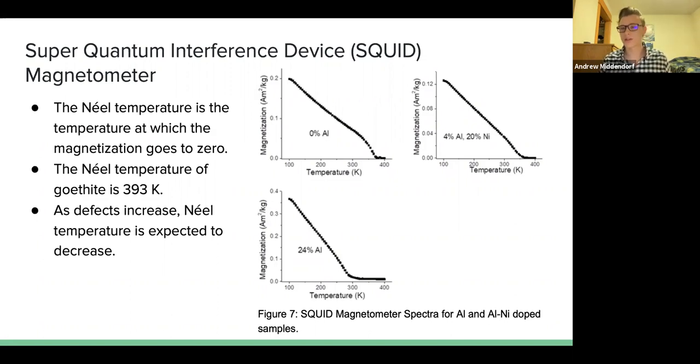So if we look at the 4% aluminum, 20% nickel samples, we see a slight shift down to about 350 Kelvin. And this indicates to us that there were some more defects present, but not what we'd really expect. With 20% nickel substitution, we'd probably expect a little bit more. So we're probably not getting complete substitution there. And then with the 24% aluminum sample, we see that shift all the way down to about 290 Kelvin. This could be caused by a lot of defects or small particle sizes there, indicating to us that maybe substitution was occurring.